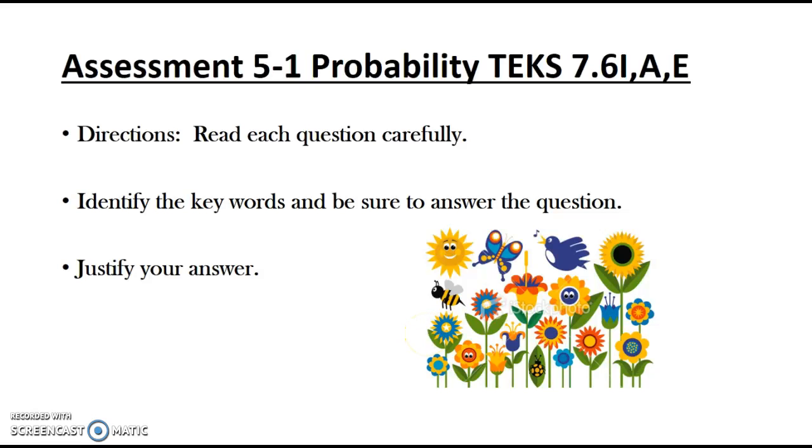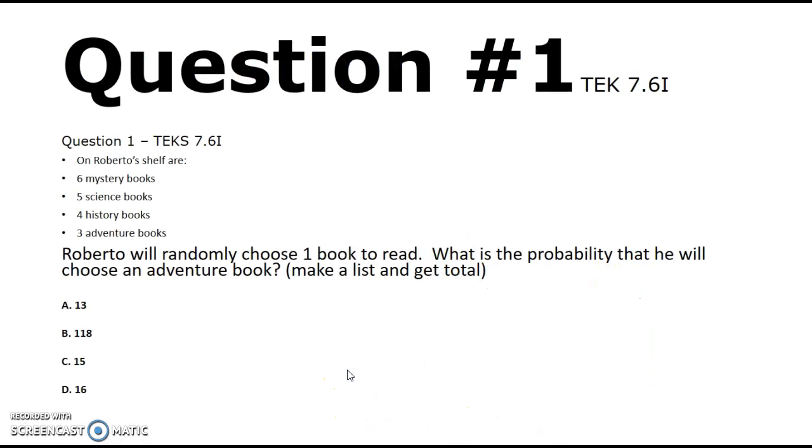Assessment 5-1 Probability, TEAC 7.6 I, A, and E. Directions: Read each question carefully, identify the key words, and be sure to answer the question. Justify your answer.